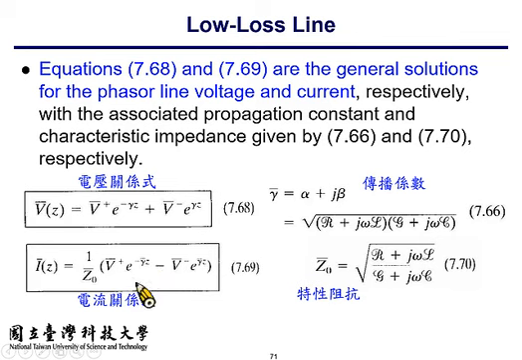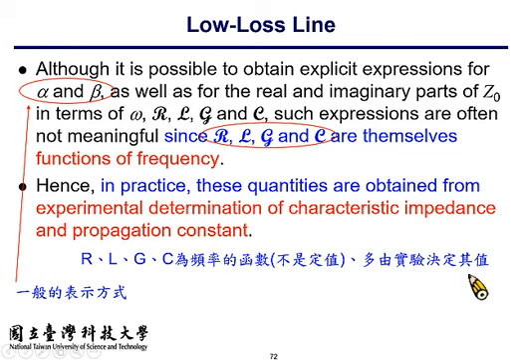So you see the propagation constant gamma is taken into account in these two equations. And the associated propagation constant and characteristic impedance should be modified to take into account R and G, as well as frequency omega in the two equations. Alright, and let's discuss a little bit about the parameters.